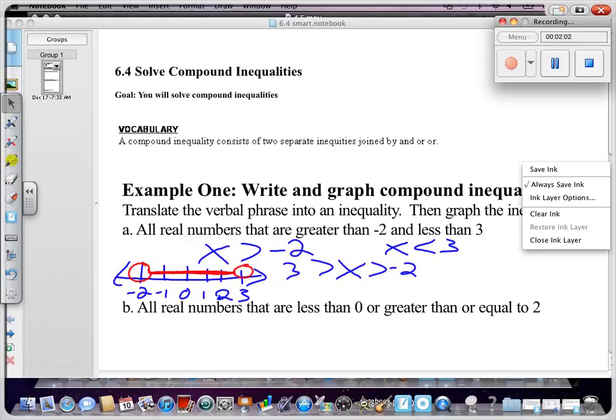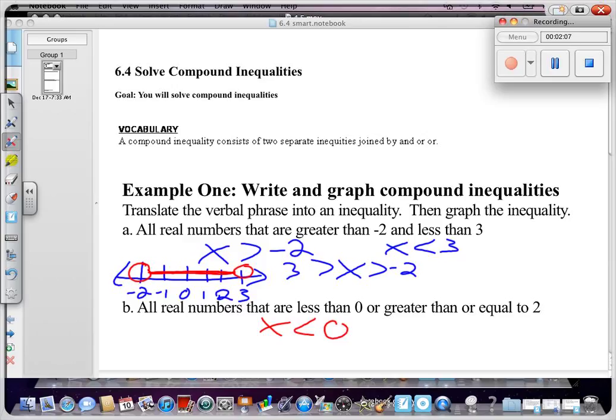All real numbers that are less than 0 or greater than or equal to 2. So this is an "or". Are the lines going to be pointed towards each other or away? Away from each other. So I'm going to graph my number line. I've got -1, 0, 1, 2, 3. We're going to put an open or closed circle over 0. Open. X is less than, so it points towards less than. An open or closed circle over 2? Closed circle over 2, and x is greater than or equal to.